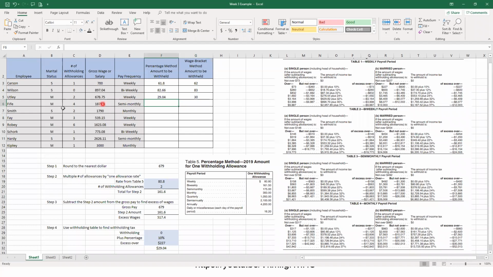Okay, so number 5 here has semi-monthly pay frequency, is married with 4 allowances. So let's go ahead and come down here. We can round to the nearest dollar. So he's paid $18.77. Since he's paid semi-monthly, we're going to look at the chart here, and it's going to be a $175 rate. And the number of allowances he has is 4. So his allowances are $700. Then we take his gross pay less the allowances to come up with his excess wages.